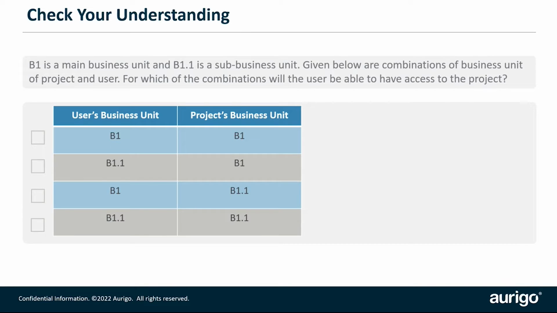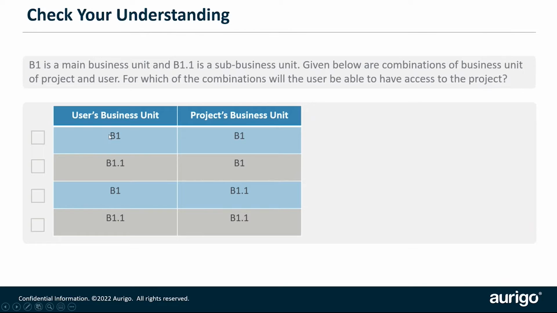Now let me quickly throw you a question. Just read this scenario. So B1 is the main business unit and B1.1 is a sub business unit. So that means B1 is a parent business unit, B1.1 is a child business unit under it. Given below are combinations of business units of projects and users. For which combinations will the user be able to have access to the project?